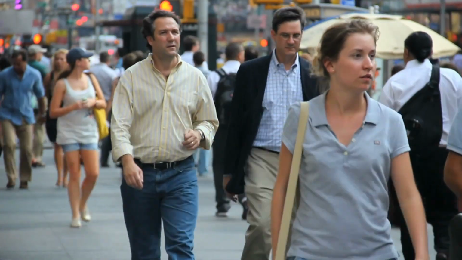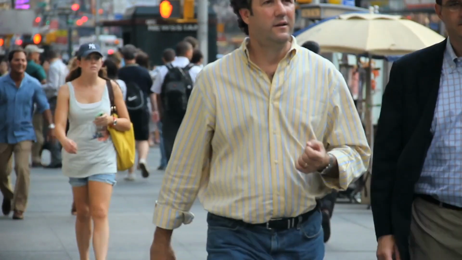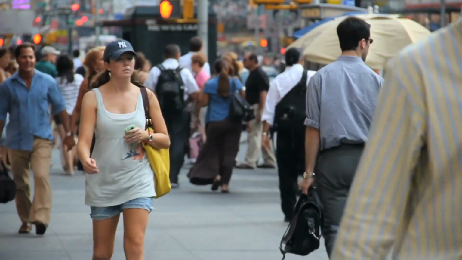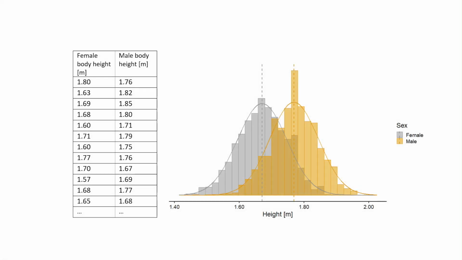Imagine you are a researcher interested in studying the heights of people in your city. You collect the heights of both female and male residents to see if there is a difference between the two groups. By comparing the shapes and positions of the two height distributions here, we can visually assess whether there are any noticeable differences in height between females and males.